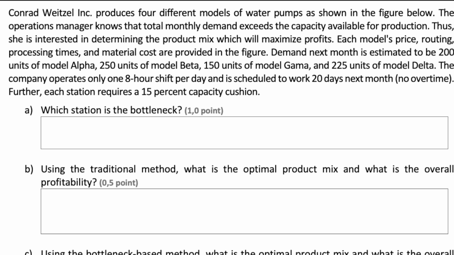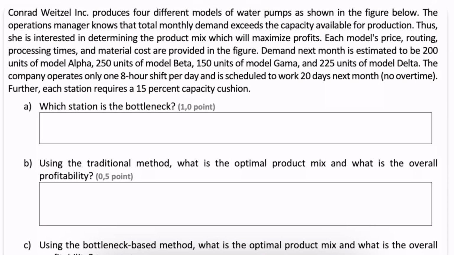Further, each station requires a 15% capacity cushion. What does that mean? That means we need 15% of the time to be available, for people to go to the bathroom, to set up between different manufacturing models, and so on. So we cannot use this 15% of the total time. So what we do is get the total time and reduce it by 15%. Okay? Which station is the bottleneck?